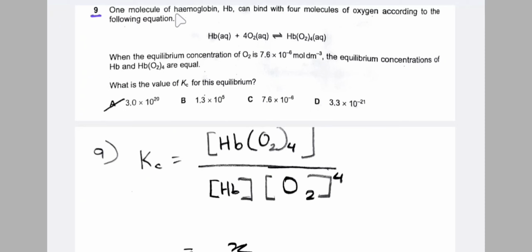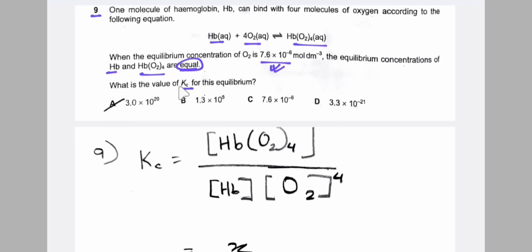Question number 9. One molecule of hemoglobin can bind with 4 molecules of oxygen according to the following equation. So hemoglobin reacts with 4 moles of oxygen to form this compound in an equilibrium reaction. When the equilibrium concentration of oxygen is this much mole per dm cube, the concentrations of Hb and HbO8 are equal. What is the value of Kc of this equilibrium reaction?